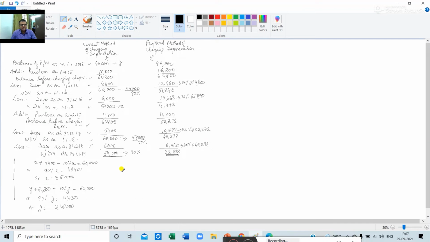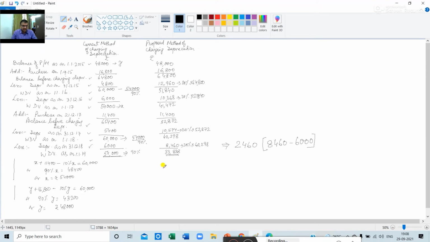Okay. Now, what is the written down value of plant and machinery as per the proposed method of charging depreciation? We have calculated 33,838, but as per the current method, it was 54,000. So how much depreciation do you need to charge in the current year? There was an excess depreciation. So you need to charge in the current year 2,460. That is the difference of 8,460 minus 6,000. This is the amount of excess depreciation for the current year, and for the prior period item, you need to calculate.